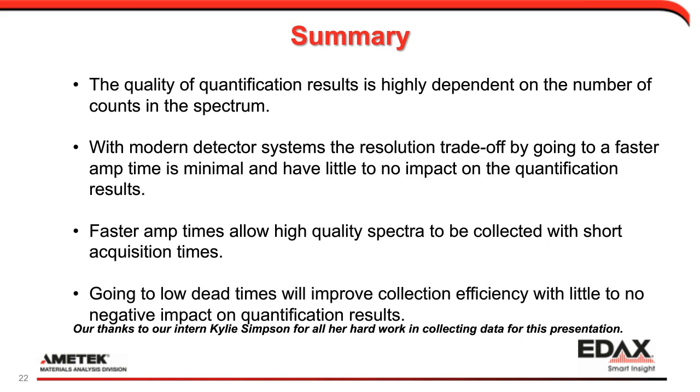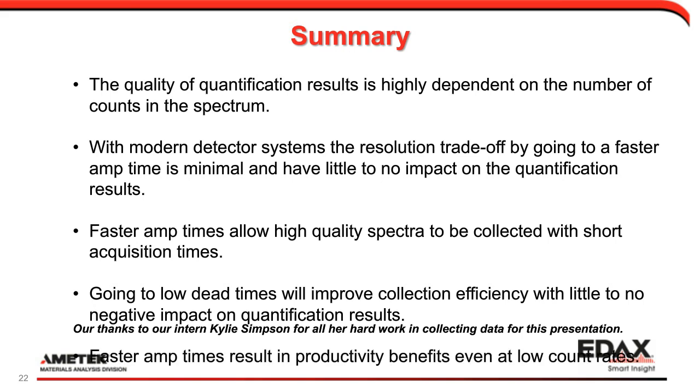Another point is that going to lower dead times will improve the collection efficiency with little to no negative impact on the quantification results. So the rule of thumb of 20 to 30% dead time doesn't necessarily apply with the modern systems. If you have 10,000 or 20,000 counts on your detector, going to a faster amp time will reduce your dead time below the 20 to 30% and give you higher output counts, more counts going into your spectrum for the same acquisition time. So that means you get higher productivity even at the lower count rates.